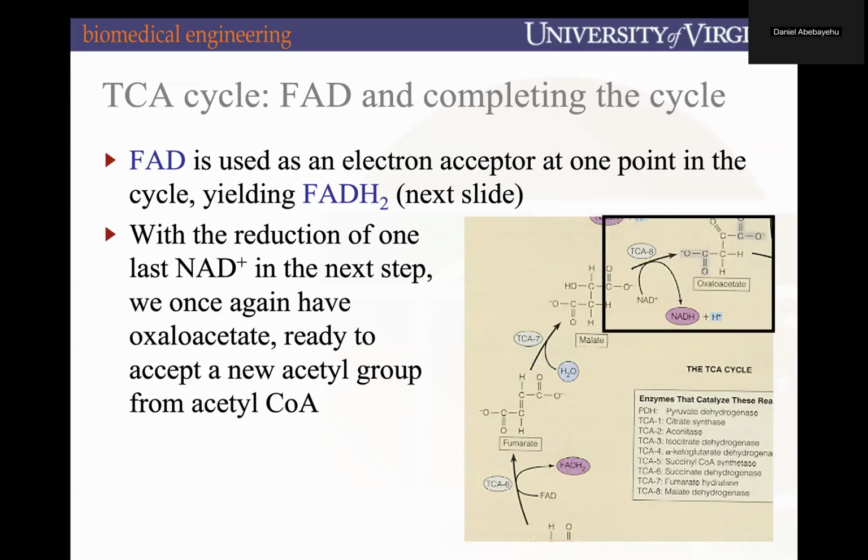And finally, another oxidation event that produces, again, as we go back to oxaloacetate, another reducing equivalent. And so when we get back to oxaloacetate, it's ready to accept another acetyl-CoA to start the TCA cycle back up and continue to produce these reducing equivalents as well as that ATP molecule.